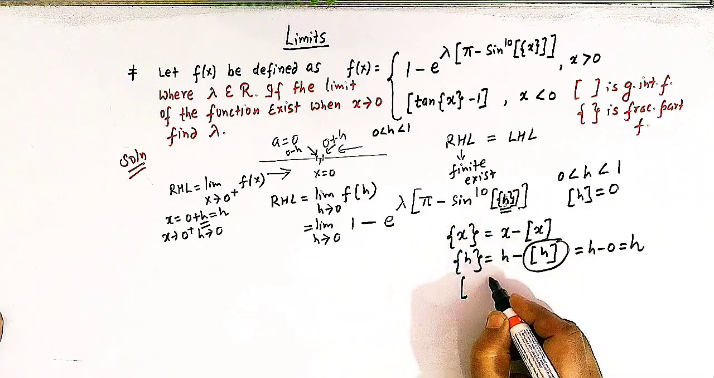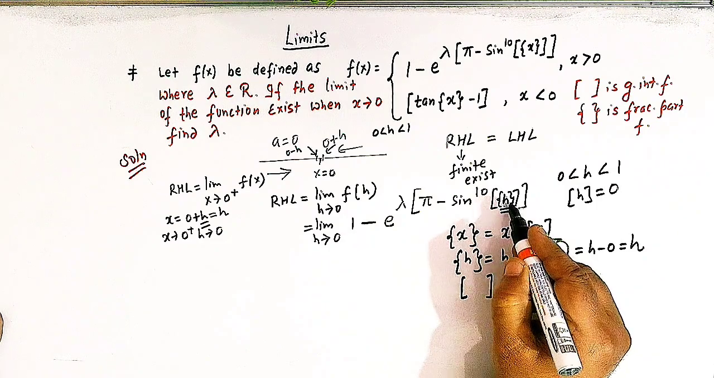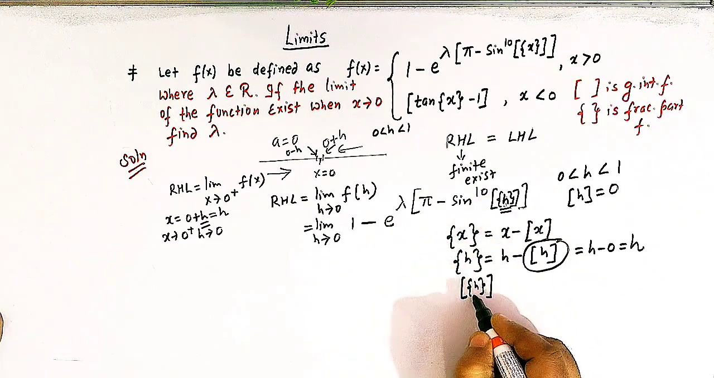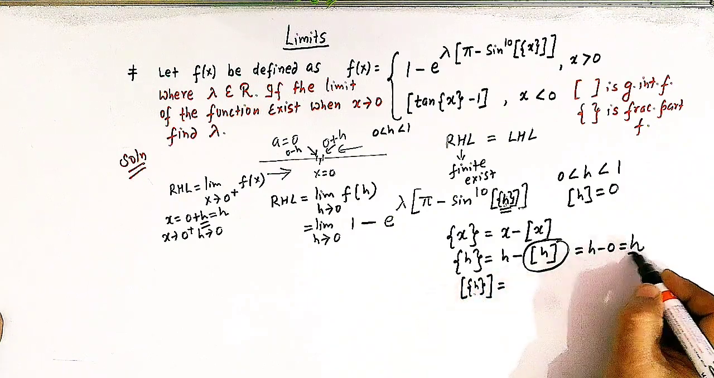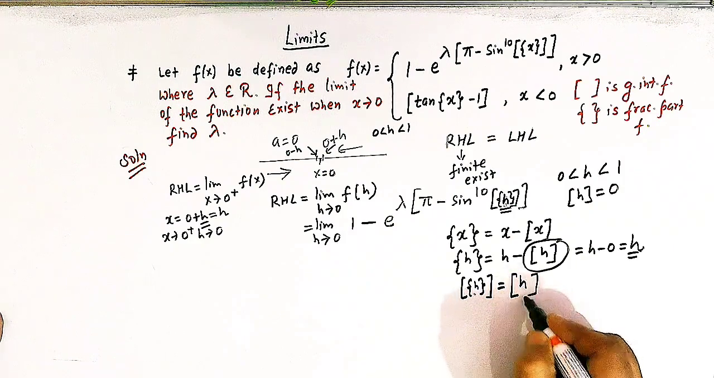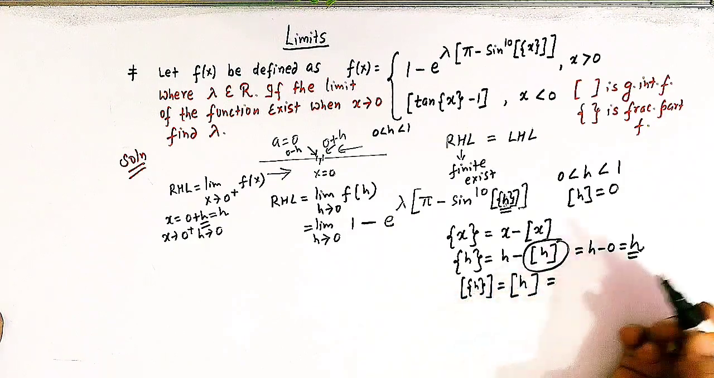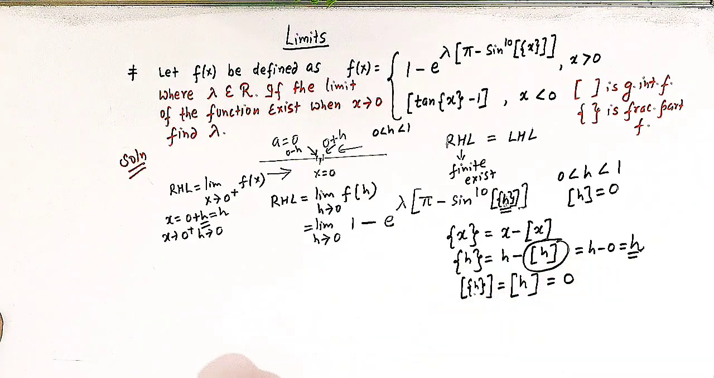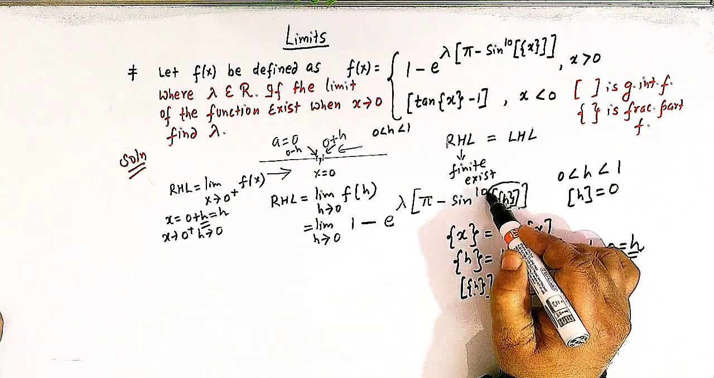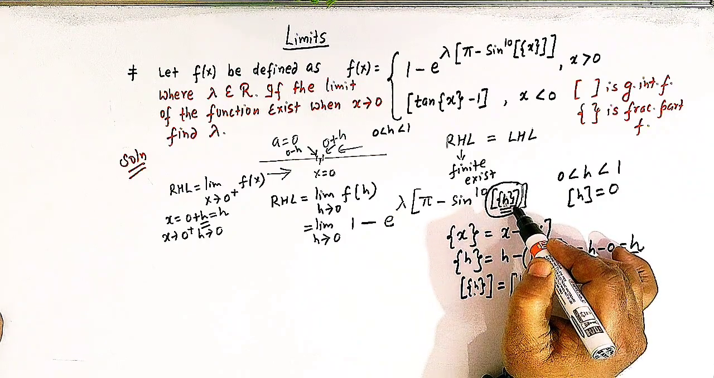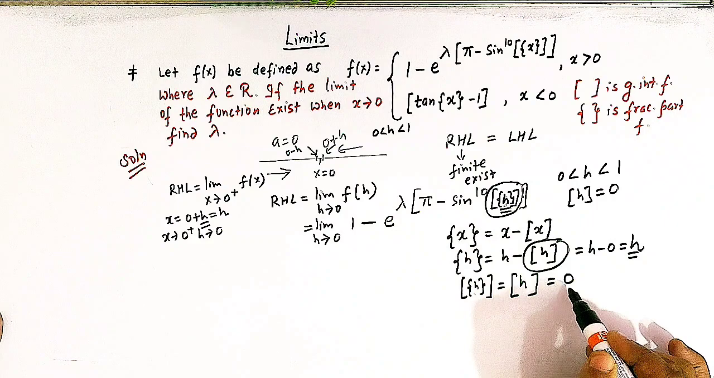Okay, so now here we have greatest integer of h. So greatest integer of fractional part of h. So here we have fractional part of h, and fractional part of h is equal to h. So here we have greatest integer of h, right? Now greatest integer of h is 0. So now here we have 0, right? So this term, that is greatest integer of fractional part of h, is 0.